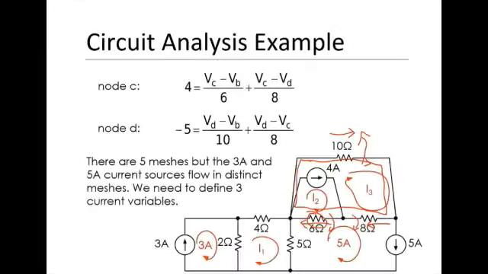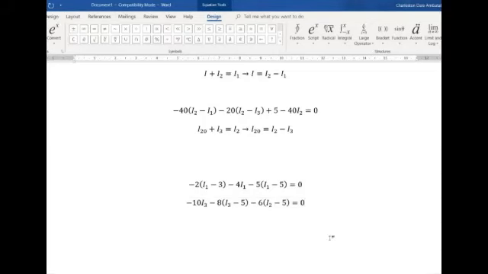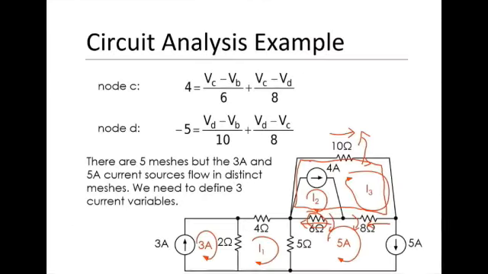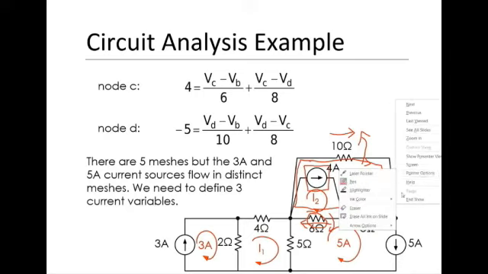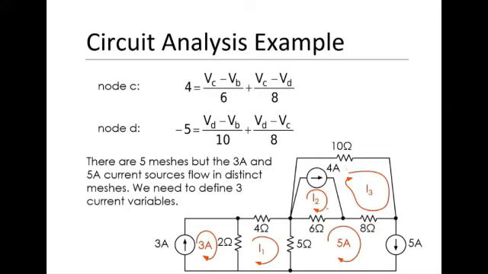Okay, so now you have 2 equations, but you have 3 unknowns. You now consider this current source right here. It's the same logic as your supernode. You can use this current source to define the currents I2 and I3. So let's look at that.